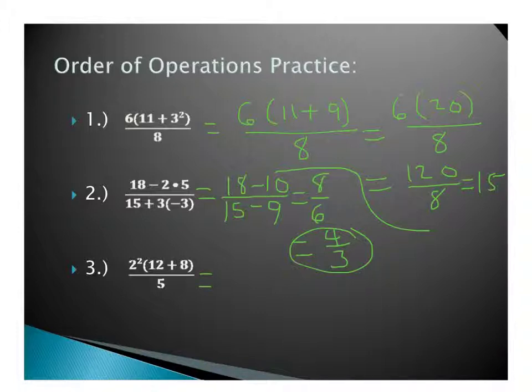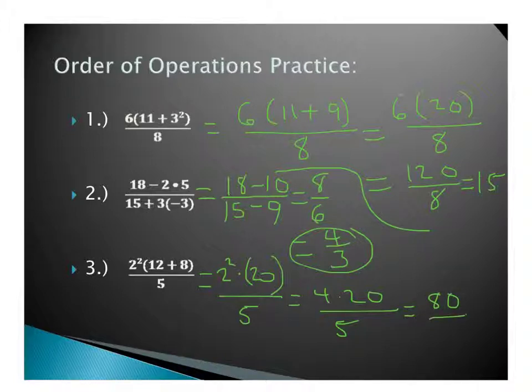Number 3, we have 2 squared times (12 plus 8) all over 5. Got to start with my innermost groupings first. So I have 2 squared times, well, 12 plus 8 is 20, all over 5. Next thing, I'm already done with the innermost groupings. It's just 20. I've got to go to my exponents because right here we have multiplication, and I can't do that before I do my exponents. So 2 squared is 4 times 20 all over 5. So I get 80 over 5 equals 16.